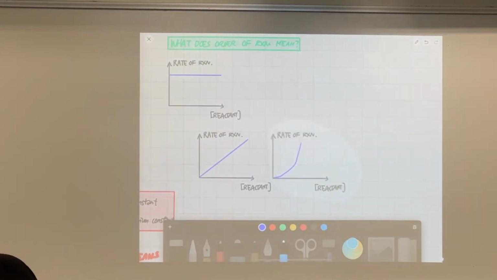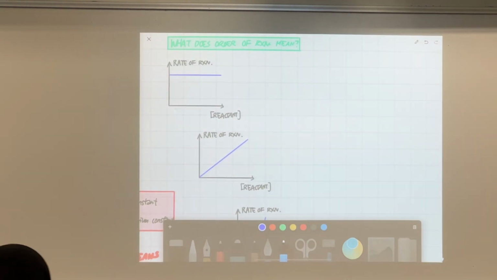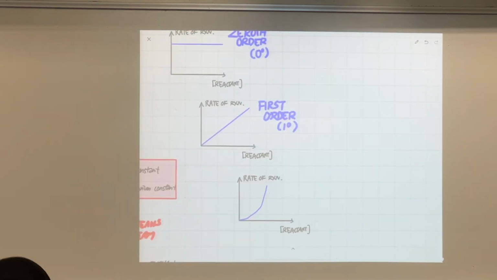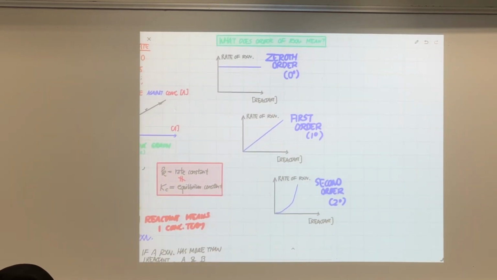So these are three different orders. Can you put down zeroth order? The first one is zeroth order. If you don't feel like writing so many words, you can write 0 degree. We have first order, which is 1 degree. And then we have second order, which is 2 degree. A reactant can only be one of these orders. It cannot be zeroth and first at the same time. So put down this statement on the side.